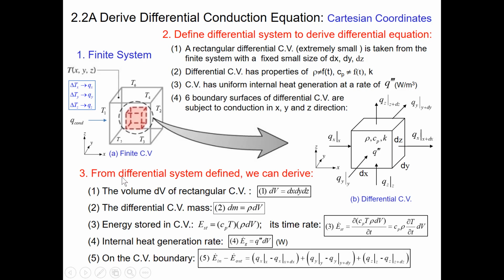Third, from the differential system we just defined, we can immediately derive the following. 1. The volume dV of the rectangular differential control volume is the product of dx, dy, and dz, which is represented in equation 1. 2. The mass, dm, of the differential control volume is the product of density and volume, which is represented in equation 2.